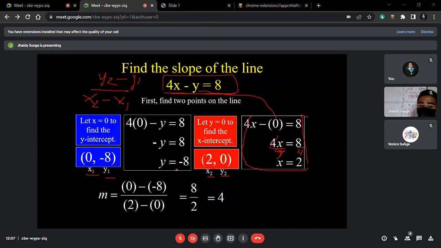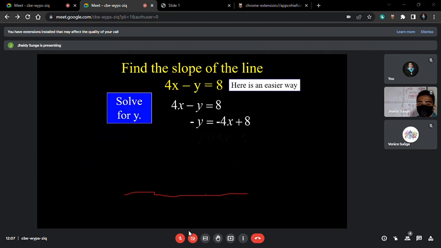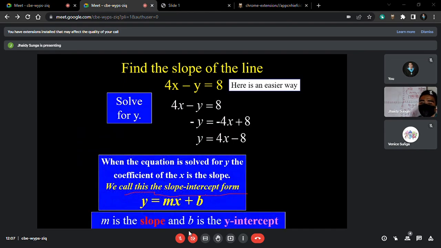Straight there. This is our slope, no? Alright. So, we could have this formulation, but it takes us much time, no? But in this part, we have this formulation, no? So, m is our slope, and b is your y-intercept.